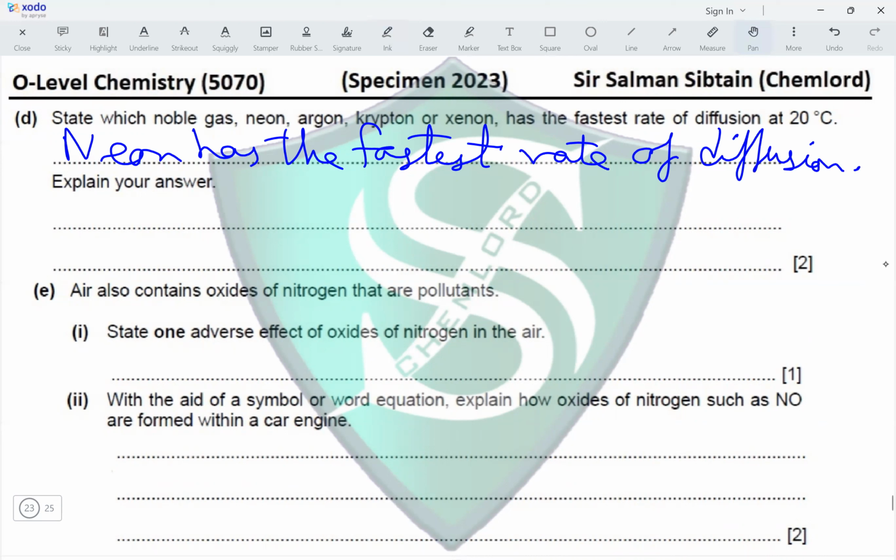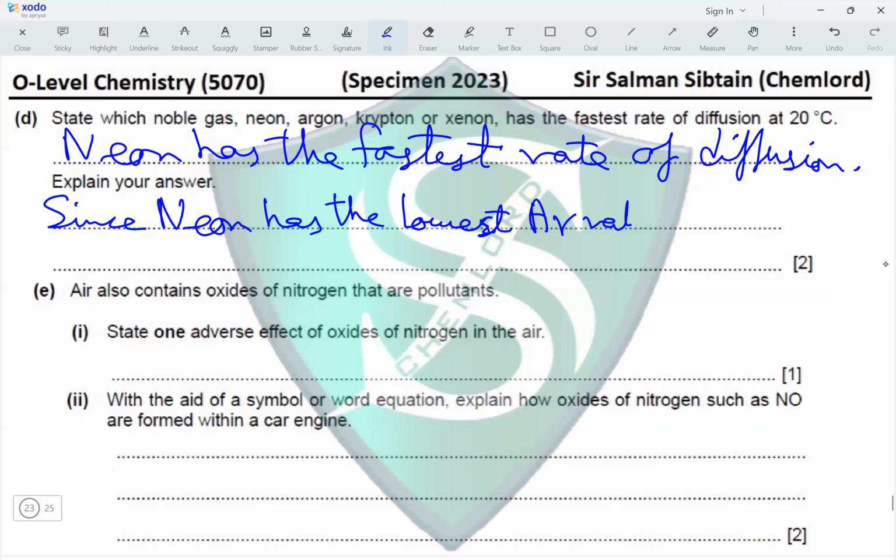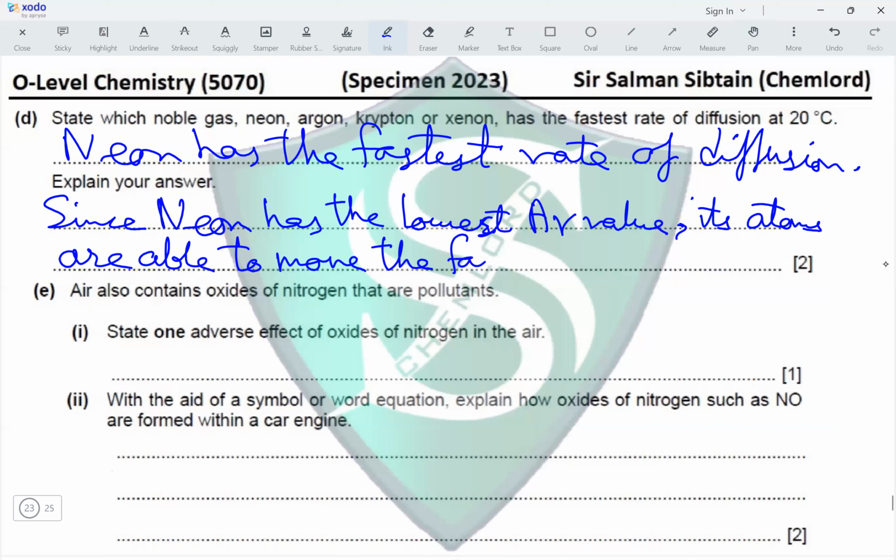Now they are also asking us to explain. So the explanation will be the process that we just followed. So we will write, since neon has the lowest Ar value, its atoms are able to move the fastest, right? The lower the mass, the faster the movement.